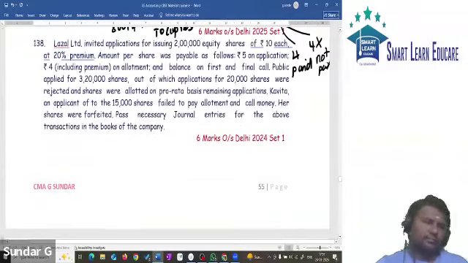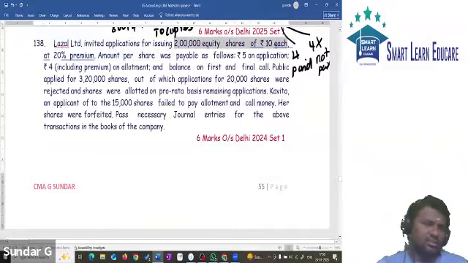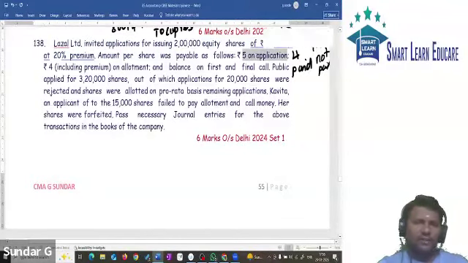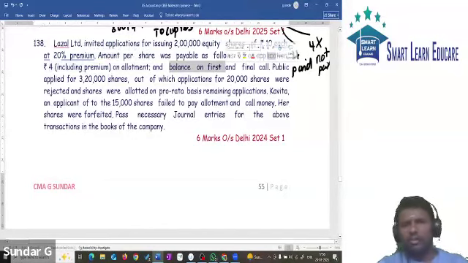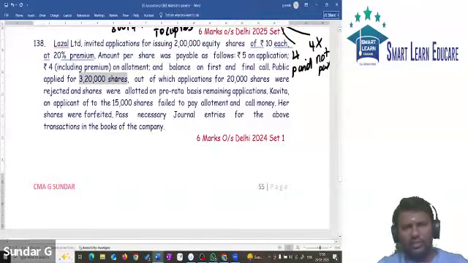Question number 138. L Limited invited applications for 2 lakh equity shares of rupees 10 each at a premium of 20% per share. Amount is payable as follows: on application 5, 4 rupees on allotment and balance on first and final call. Public subscribed for 3,20,000, out of which 20,000 applications were rejected, and shares were allotted on pro rata basis.